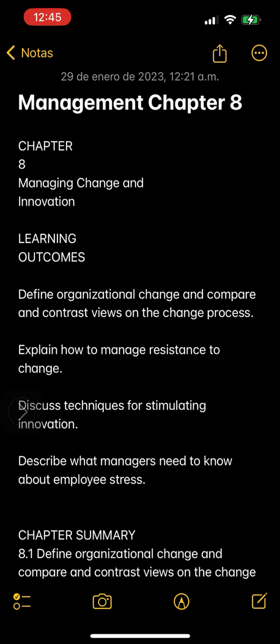In this chapter, we're going to look at organizational change efforts, the ways that managers can deal with the stress that exists in organizations, and how managers can stimulate innovation in their organizations. What is change and how do managers deal with it?